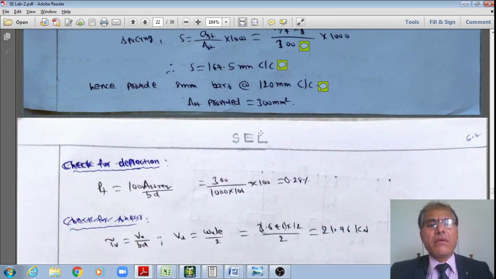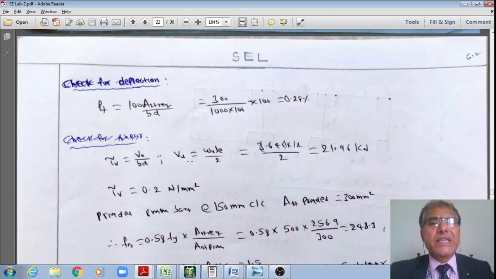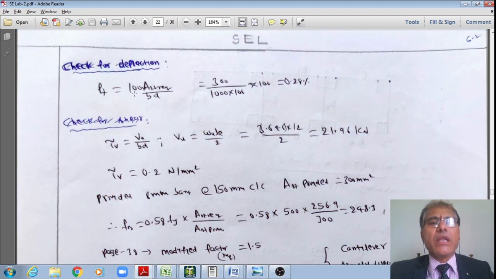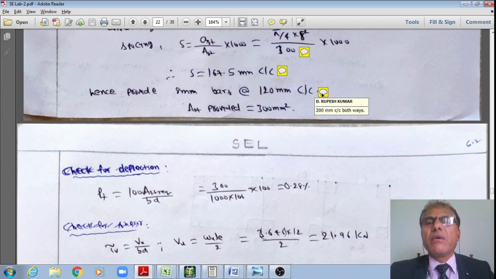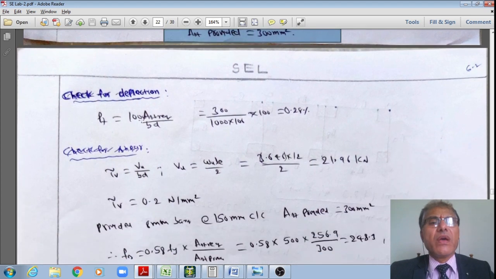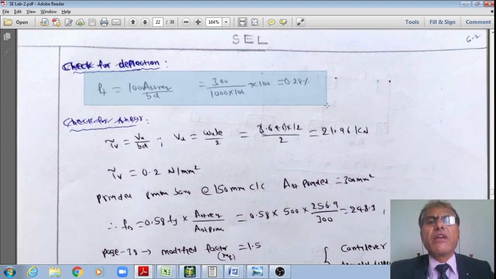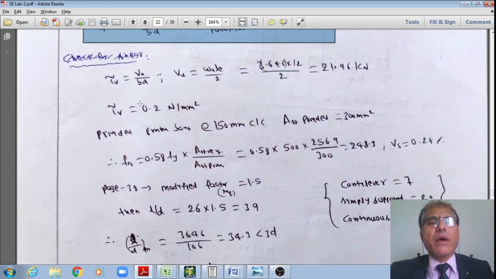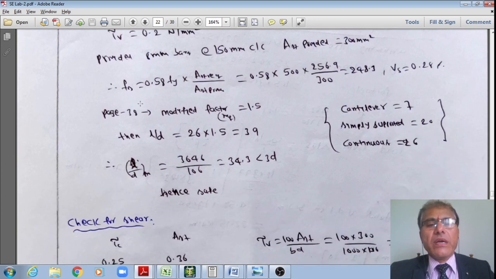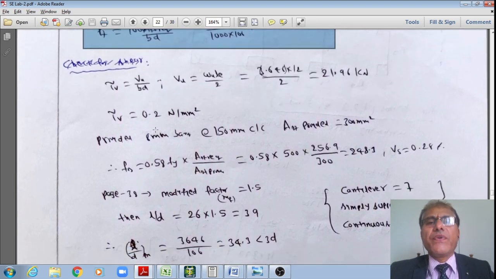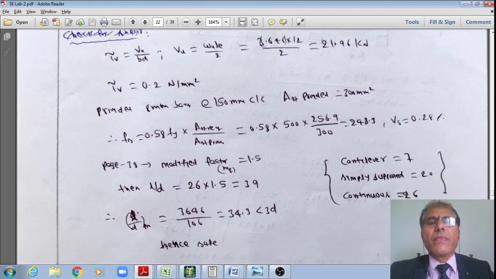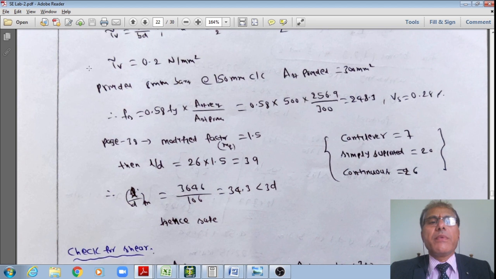Now let me also go with the other checks at a quicker pace, right? Once I get that, to start with I am assuming these 8 mm dia at 200 mm center to center. Therefore, now I can calculate the percentage of the steel provided. Let us say it is approximately 0.28 percent. Therefore, now I'll make a check for deflection. For making the check for deflection, I'm assuming that these 8 mm dia bars are provided at 150 mm center to center. Therefore, Ast provided is equal to 300 mm square.